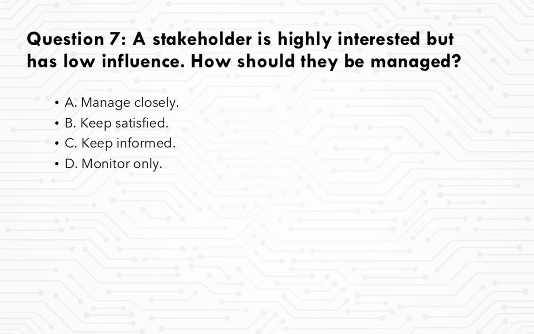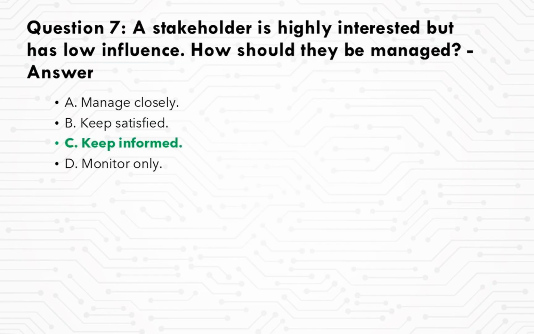Question 7. A stakeholder is highly interested but has low influence. How should they be managed? A. Manage closely. B. Keep satisfied. C. Keep informed. D. Monitor only. Answer: C. High interest plus low influence equals keep informed.